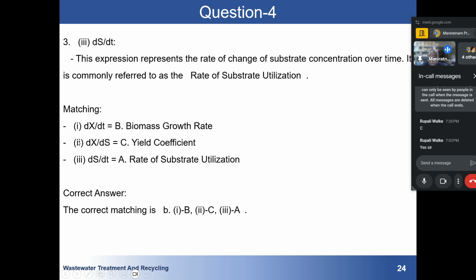So here you can see that this will match with B, this with C, and this with A, and the correct answer is B. B will be our correct option. So remember this. If I start to explain the different terms, it will not be difficult, but it will be very time consuming. Here I am just recalling what you have already studied.